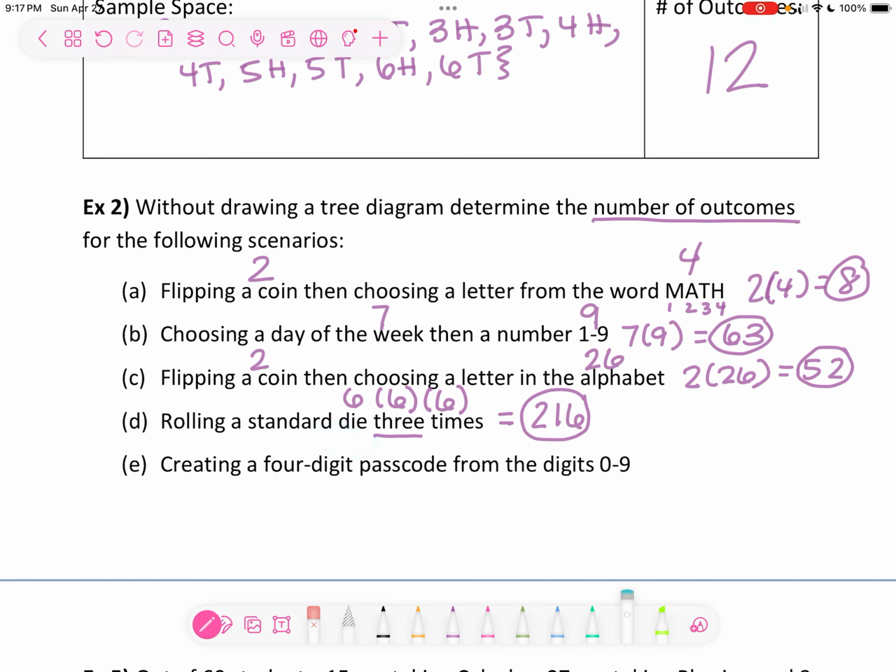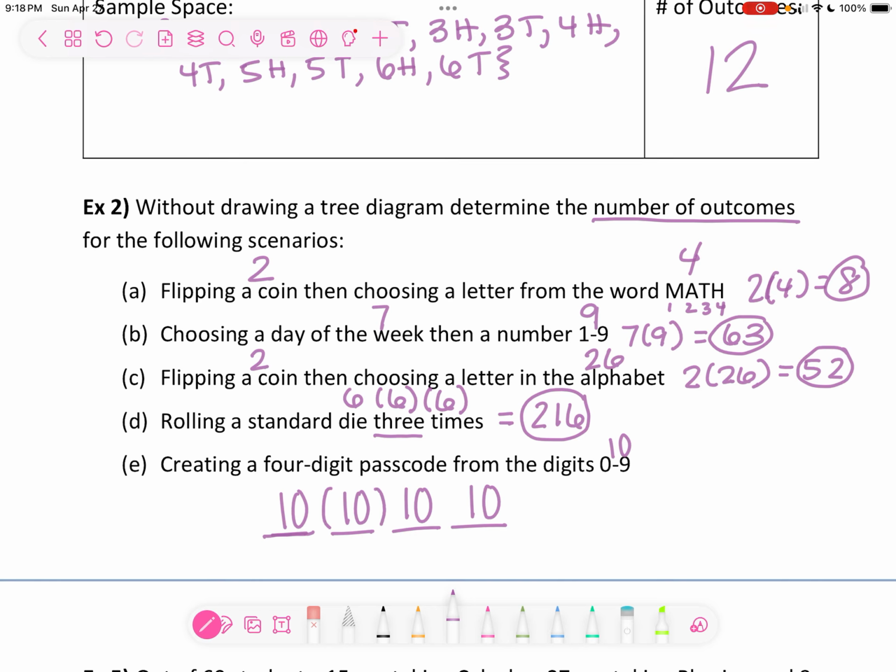E, creating a 4-digit passcode from the digits 0 to 9. So a 4-digit passcode, so there's 4 things. I'm going to lay it out that way. There's 4 things we have to look at. Okay, the first time we pick a digit for our passcode, it's from the number 0 to 9, and there are 10 numbers 0 to 9. So there's 10 options. But then I do that again, so there's 10 options again, and then 10 options again, and then 10 options again. Every time I choose a digit from 0 to 9, I have 10 options.